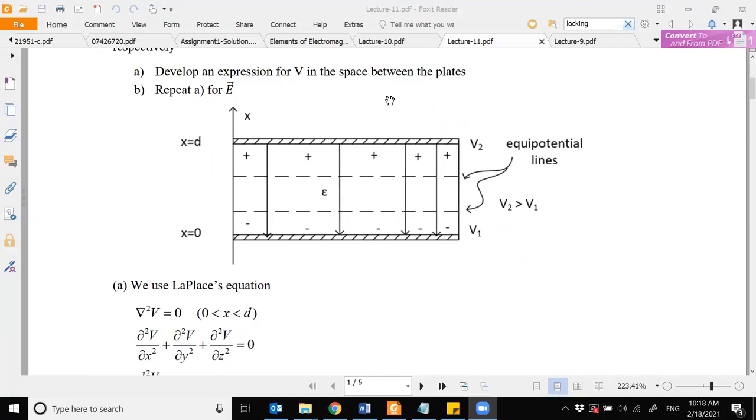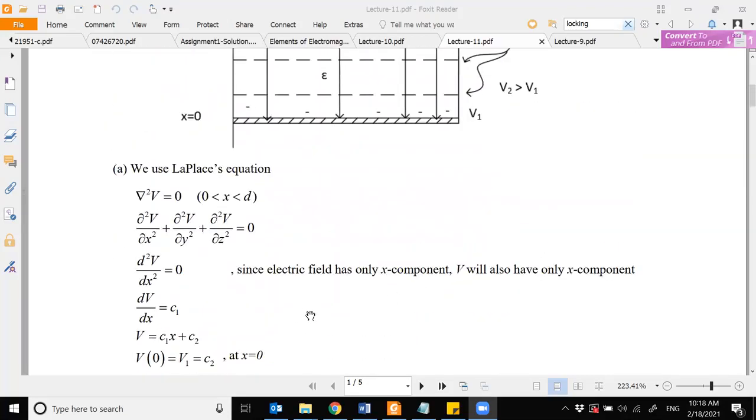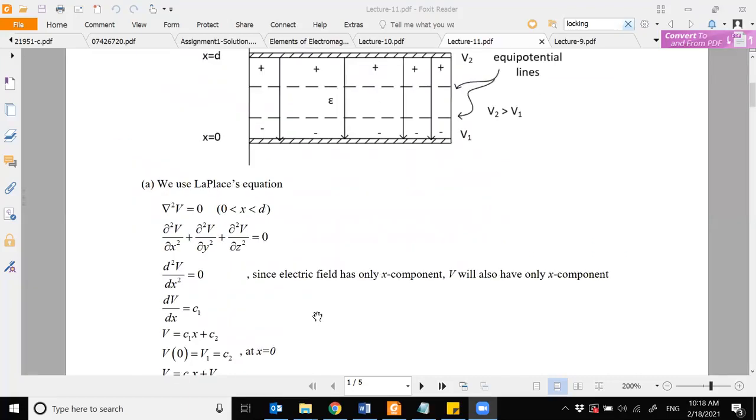Now, which coordinate system do I have to select? Again, it's the same thing. First, you need to identify the coordinate system that will best suit your problem. So here again, it is the Cartesian coordinate system. Then you write the Laplace equation in that particular coordinate system and then solve. So here I'm writing the Laplace equation in Cartesian coordinates, and this is equal to 0.